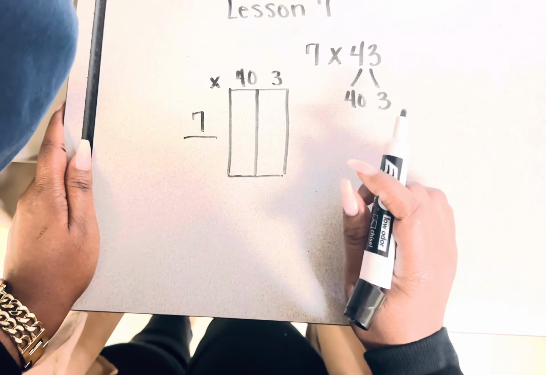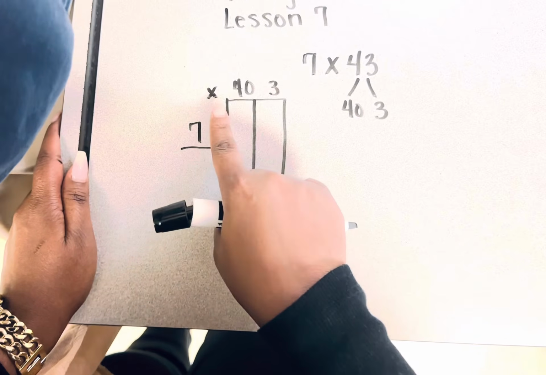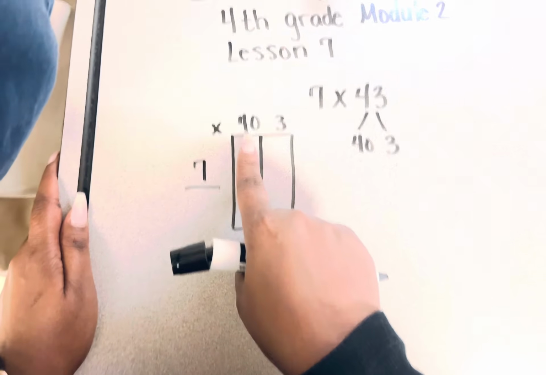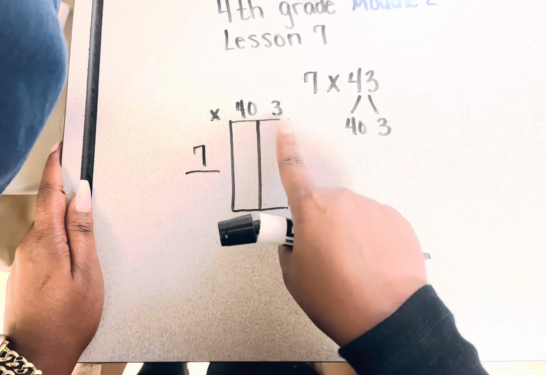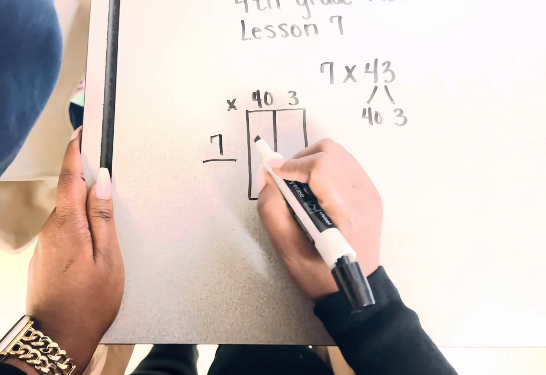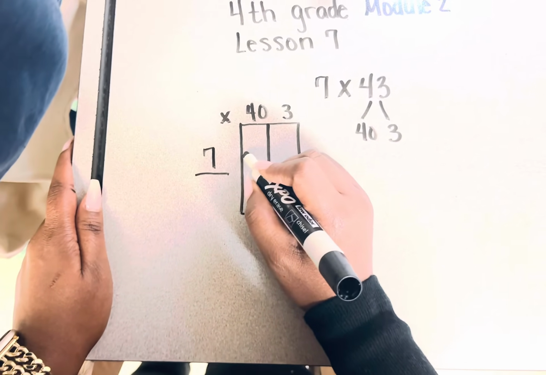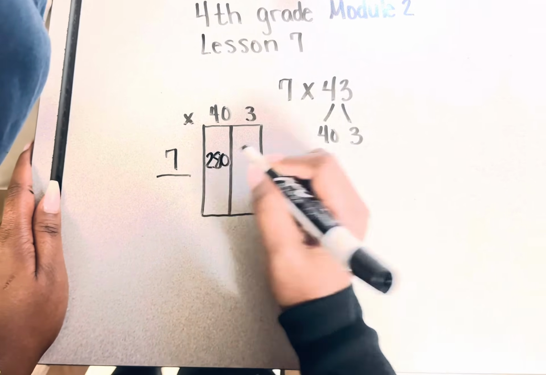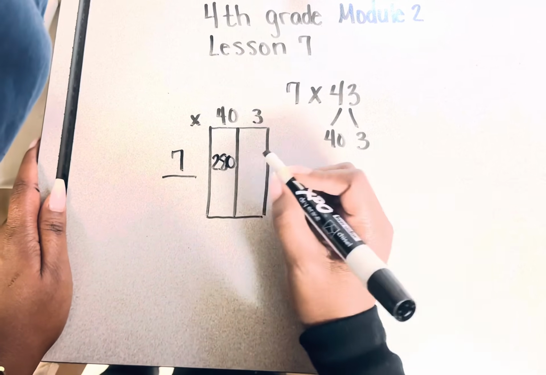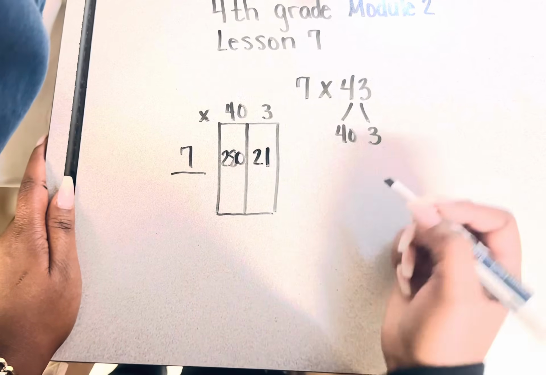Here, we're going to multiply our factor by each place value. We're going to multiply our factor by our tens, and then we're going to multiply our factor by our ones. So 7 times 40 gives me 280. And then 7 times 3 gives me 21.